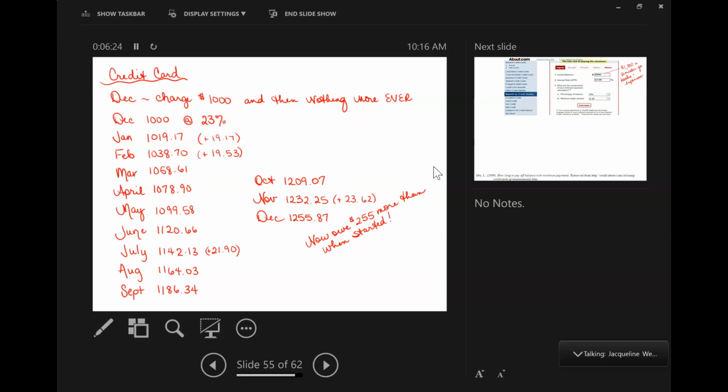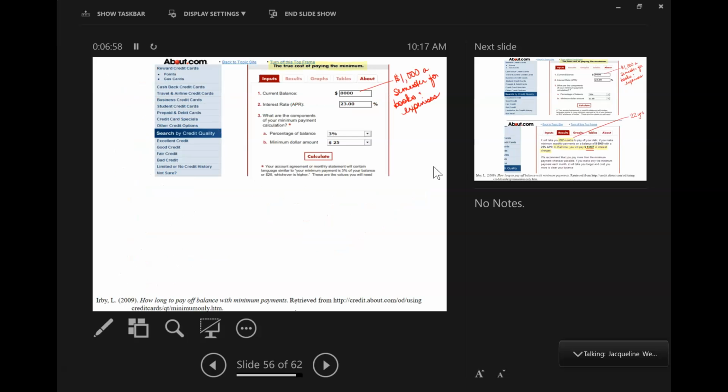Interest on the interest, right? Just like it could help you, it can hurt you. They're not charging interest on $1,000. Now they're charging interest on $1,019.17, right? And so you can see that next month is even higher. By the time you get out here to November, that $19.17 is now up to $23.62. By the time you get to December, you now owe $255 more than what you started with, and you never put another penny on there. That is how compound interest can hurt you, and that's what we have to be careful with.